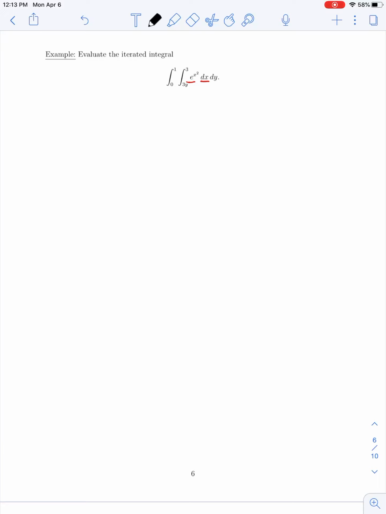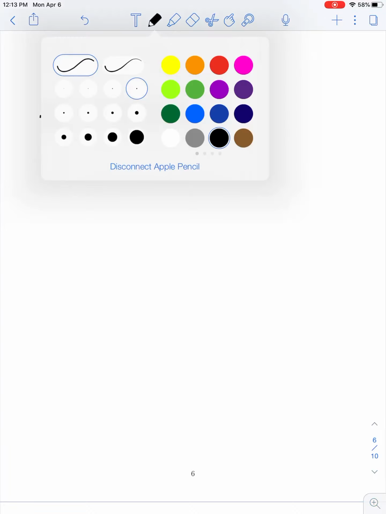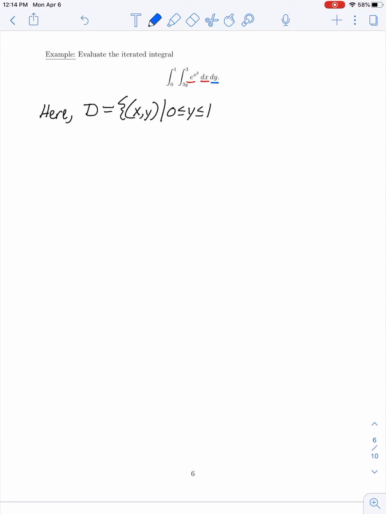So let's start by considering the region that we're integrating over. In this example, the region D of integration is the set of all points x, y, such that our y values range from 0 to 1, when we look at our outer integral with respect to y, and our inner integral with respect to x says that the values of x lie between 3y and 3.